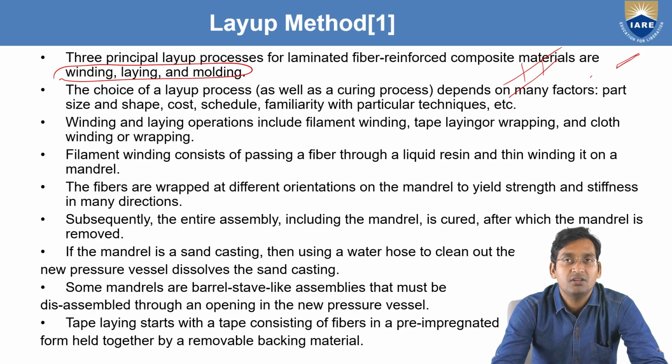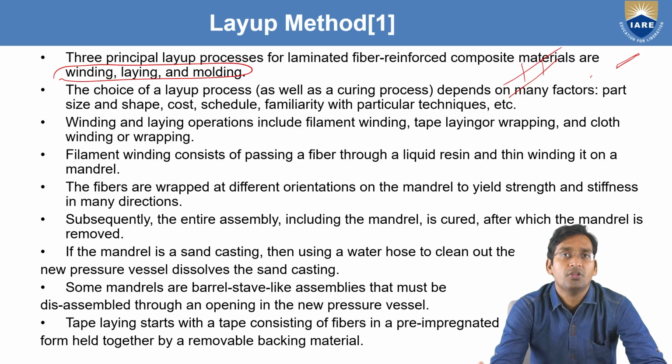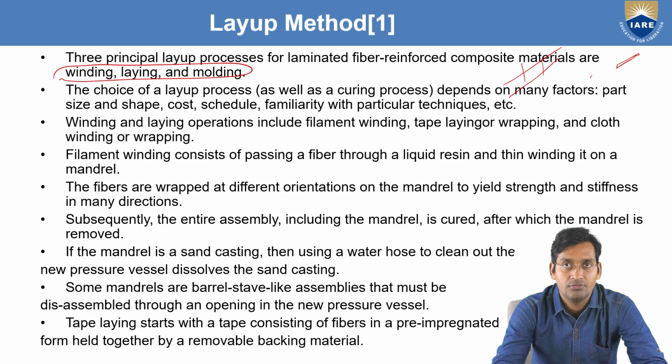Subsequently, the entire assembly, including the mandrel, is cured, after which the mandrel is removed. So after doing that, remove the mandrel. Now we have the winding over that. If the mandrel is a sand casting, then use a water hose to clean out the new pressure vessel and dissolve the sand casting. Just apply water pressure, it will get dissolved, and then you can remove it, meaning the mandrel got removed. Some mandrels are barrel staves like an assembly that must be disassembled through an opening in the new pressure vessel. So first you have to disassemble it, then only you can remove the barrel.